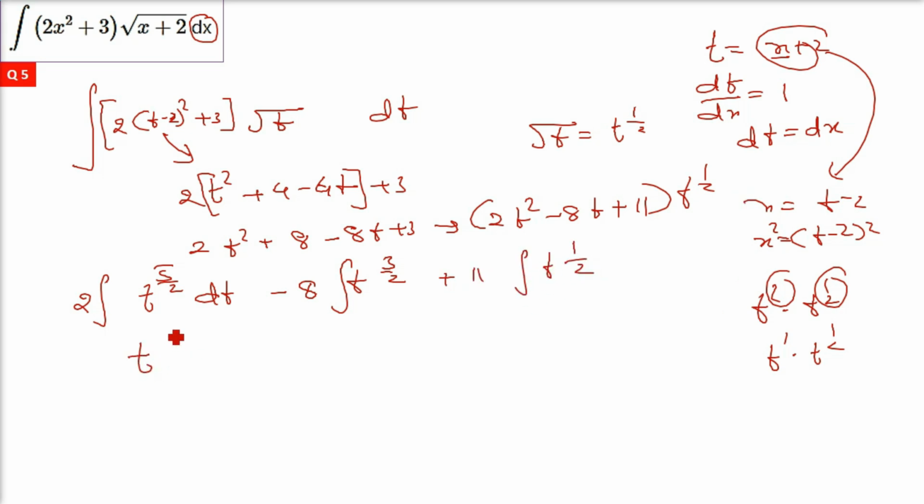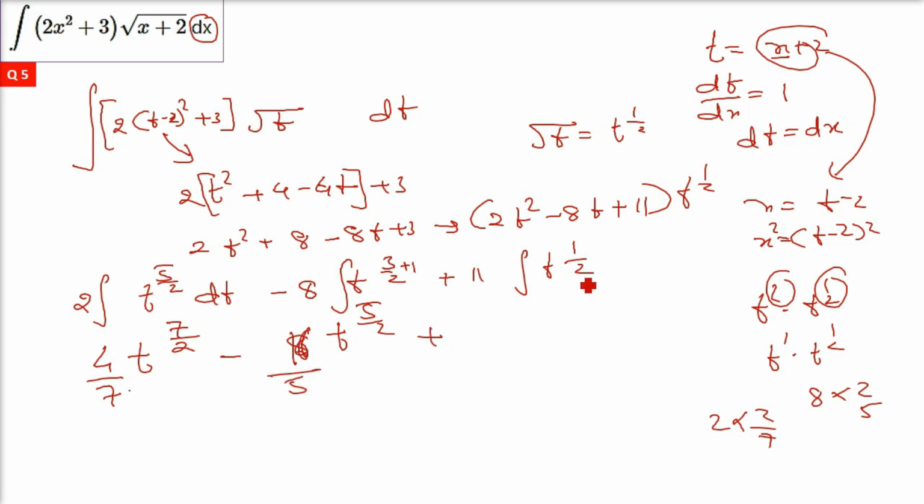This will be t raised 5 by 2 plus 1, that will be 7 by 2, t to the power 7 by 2. This is 2 outside. So this 7 by 2 will be in the denominator; when it goes up, it will be 2 by 7. So it will be 4 by 7 t raised 7 by 2. Minus 8, 3 by 2 plus 1 gives t raised 5 by 2 divided by 5 by 2. And this 5 by 2 goes up, it will be inverted. So this becomes 16 by 5. Here t raised half plus 1, that is t raised 3 by 2. That is your final integration.